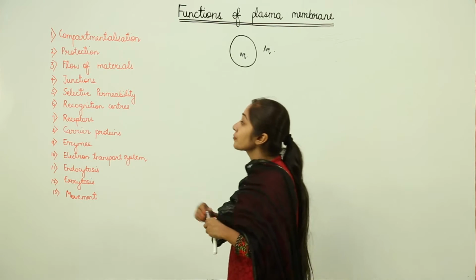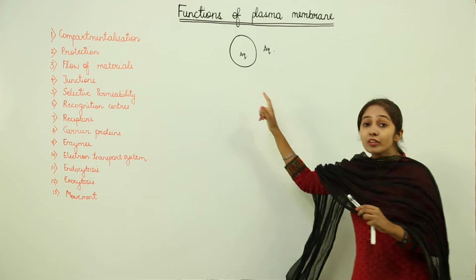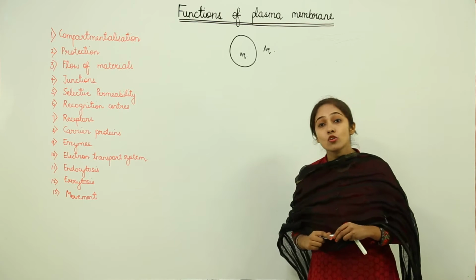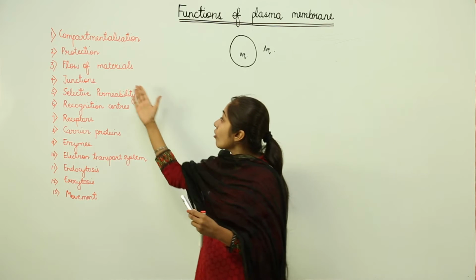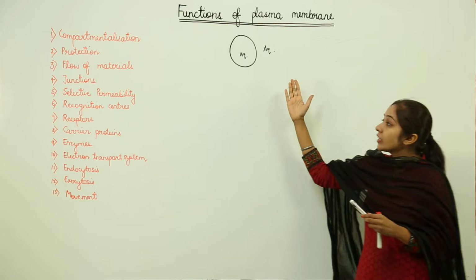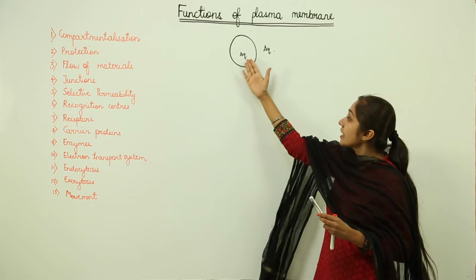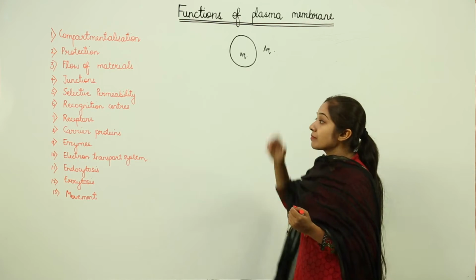Then we have protection. Well, since it is a covering of the protoplast, it actually protects the cell from any sort of injury, so it has a protective function also. Then flow of materials. As you all know, the membrane is regulating the flow of materials inside and outside the cells. So, it is also one of the major functions of plasma membrane.